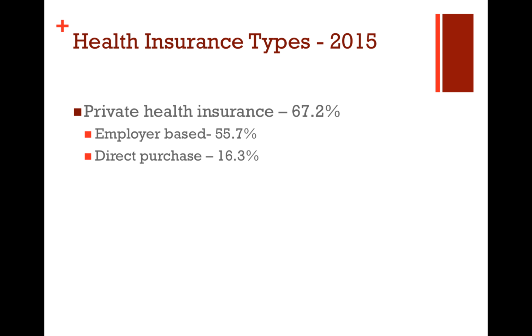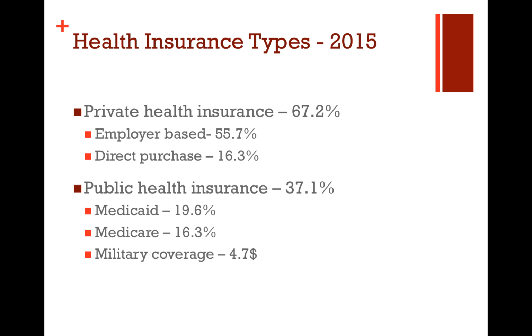So types of health insurance. Private health insurance, so non-government health insurance, accounts for about 67% of insurance as of 2015. The vast majority of health insurance is employer-based, and about 15 to 16% is purchased on the public market. So I call up Aetna and say, I would like to purchase a plan. That doesn't happen very often, in large part because it's prohibitively expensive.